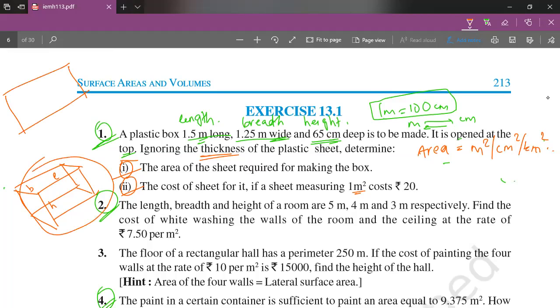So the area of the sheet required for making the box and the cost for the sheet. If a sheet measures 1 meter square, it costs 20 rupees. So let's solve this question.